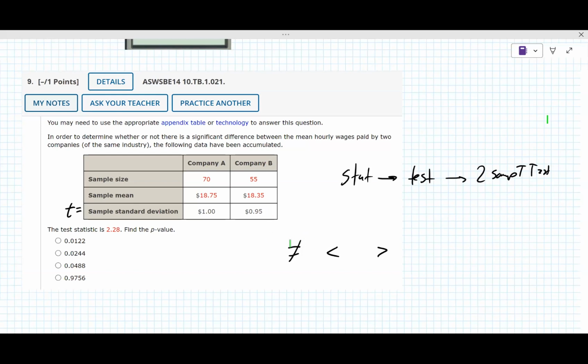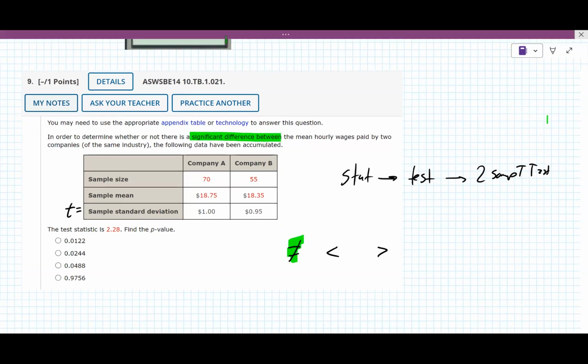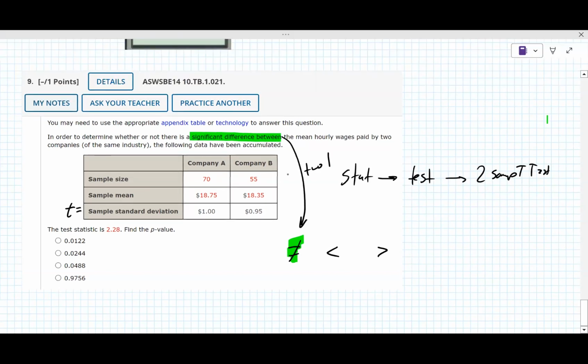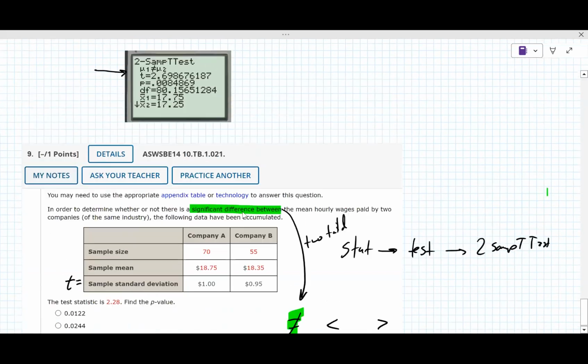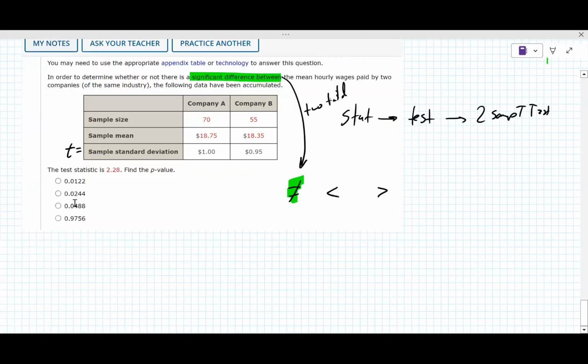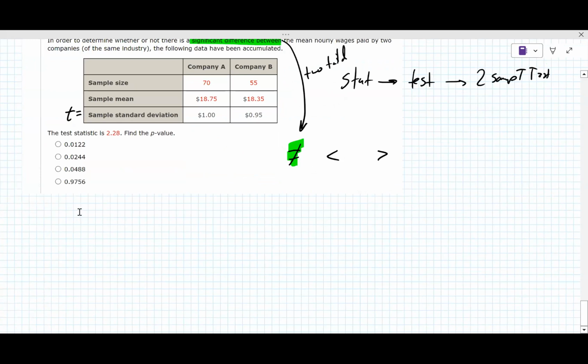So we need to talk about this not equal to, less than, greater than. Right here it says, in order to determine whether there's a significant difference. So difference means two-tailed. So you want to select that one when you're choosing it, because that's going to affect the p-value. Okay, and it's got a mu2 behind it. That's fine. Just make sure it's got the not equal to. And then what you're looking for this time is that p-value that's below the t. So when you get that on your screen here, let me know what you see.